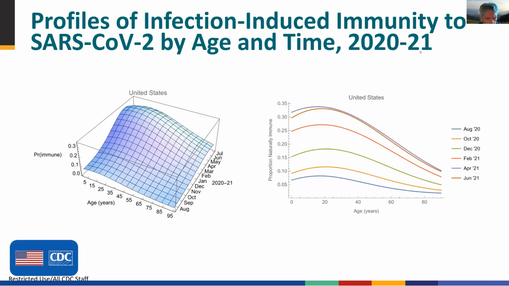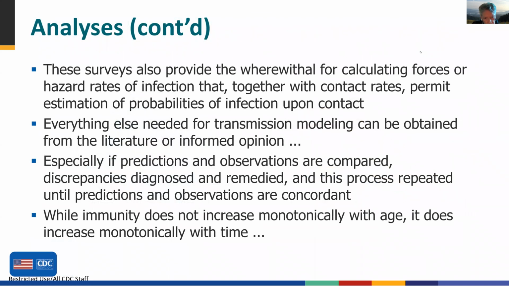So here is that survey on the left. So this is the proportion immune by age and time in the whole of the United States. And on the right, there are slices through the surface on the left on the 15th of every other month. Just arbitrary times. So that's the first thing these surveys provided. And they also provide the wherewithal for calculating forces or hazard rates of infection that, together with contact rates, permit estimation of probability of infection upon contact.